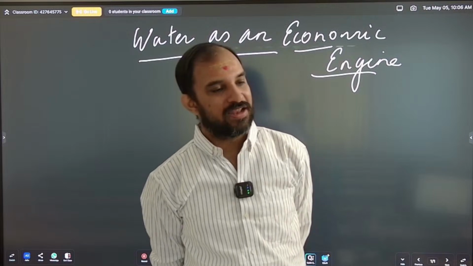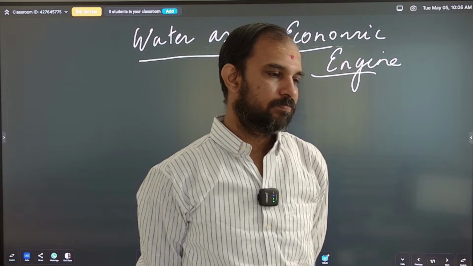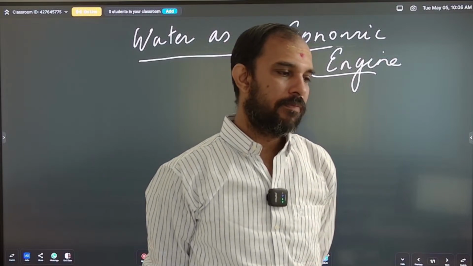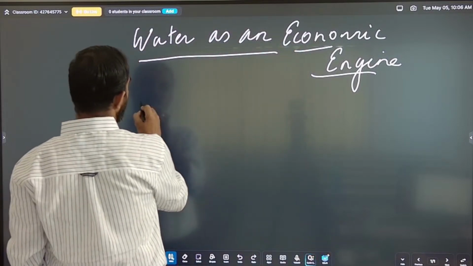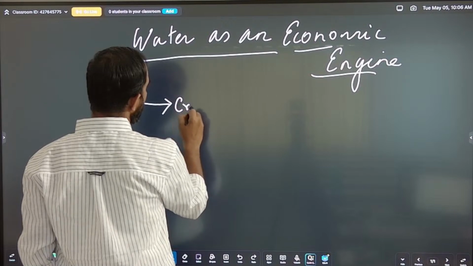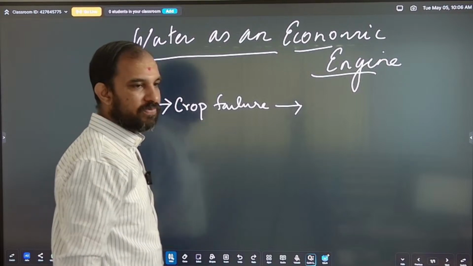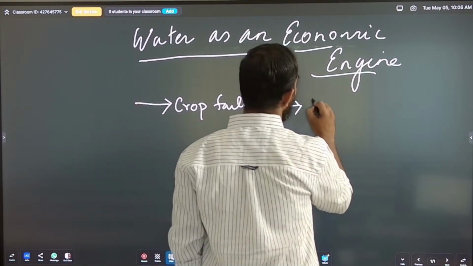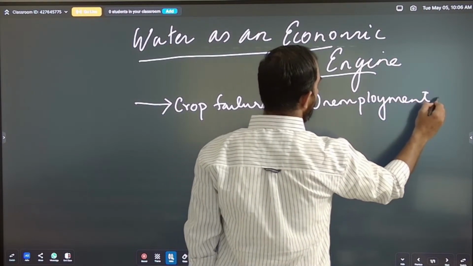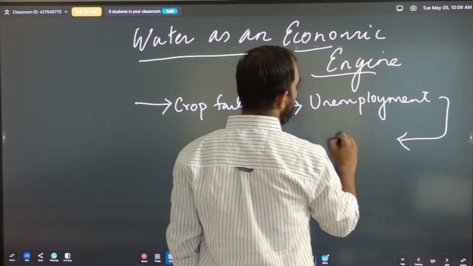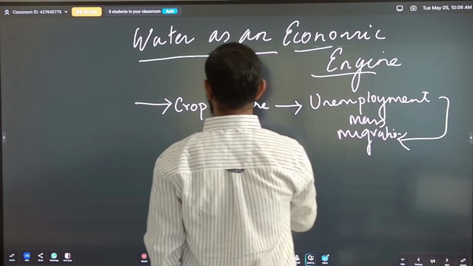What will happen if there is large scale water scarcity? Let's take two pictures: water scarcity, crop failure. Crop failure results in unemployment. When you are unemployed in rural areas, you will think about migration, mass migration. This is the first aspect.